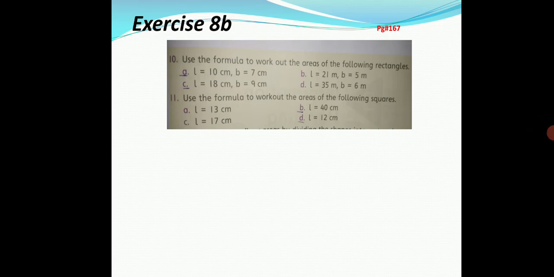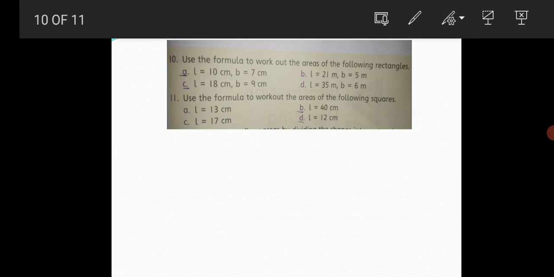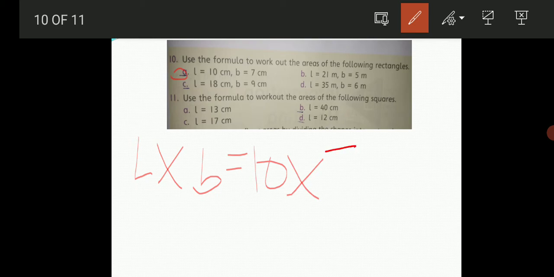Question number 10. Use the formula to work out the areas of the following rectangles. The formula of area of a rectangle is L into B. Let's say question number 1: L is 10 centimeter and B is 7 centimeter. So we simply multiply 10 with 7. Your answer will be 70 centimeter square.